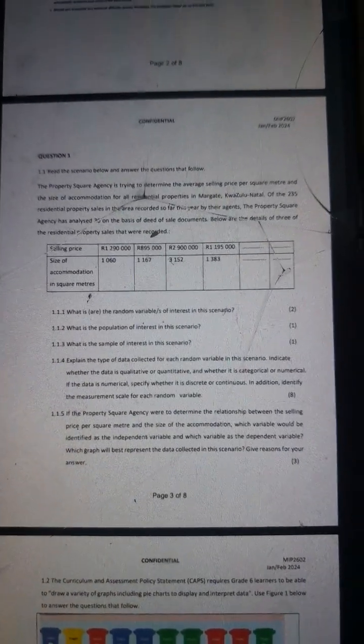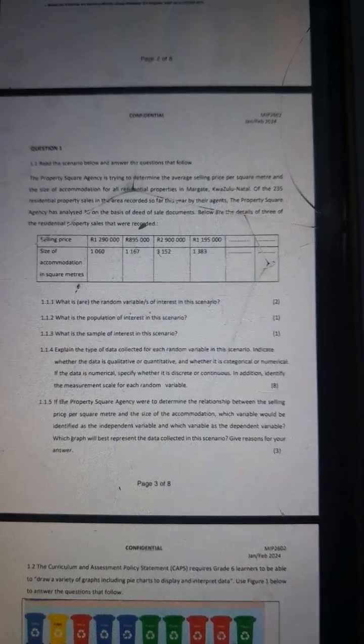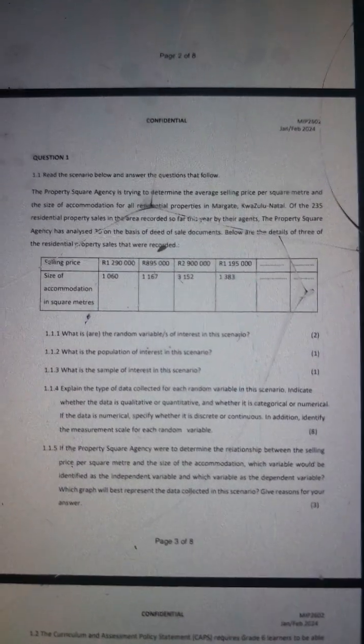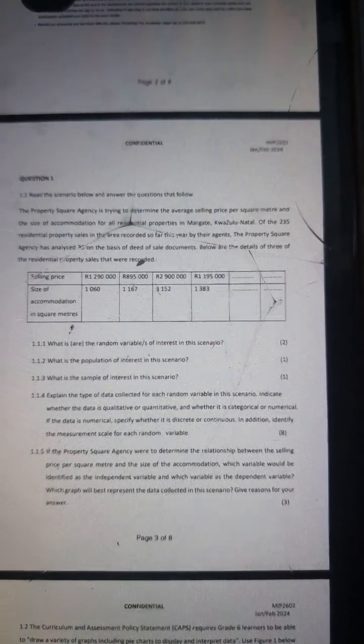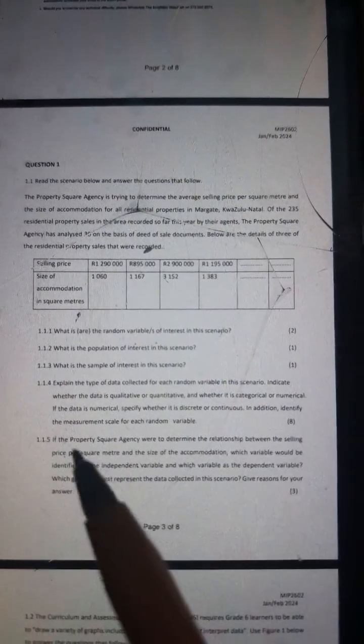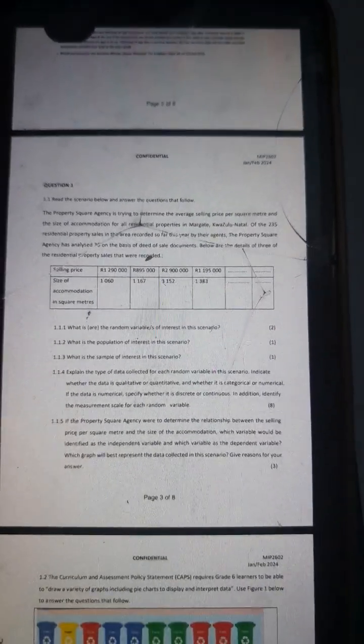I hope you are writing that. I'm just showing you in question one how to analyze question one, guys, right? It's very important. In this video, I will not write too much, but I'm more explaining how to tackle question one. So we have shown that it is all residential properties in Margate in KwaZulu-Natal. Yes, you could just say your solution will be like that, just as it's given. So those 235 properties in the area will be our population of interest. We're interested in the number of properties that are there when they talk about the population of interest.